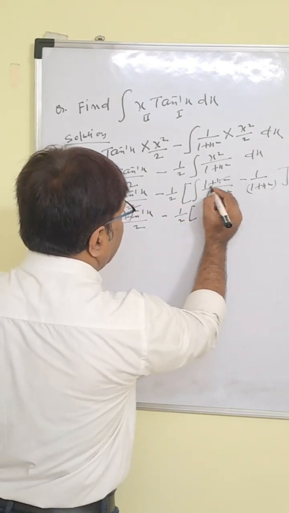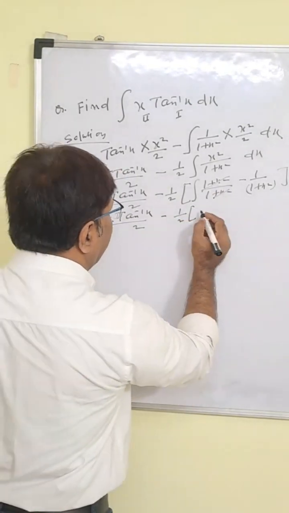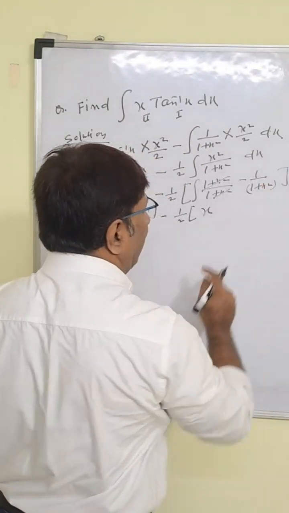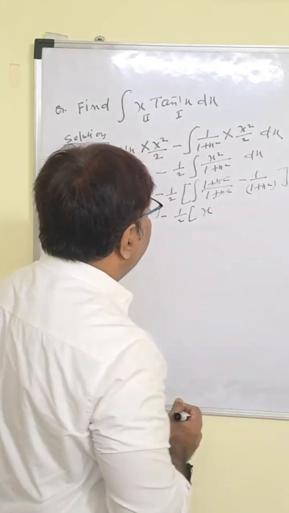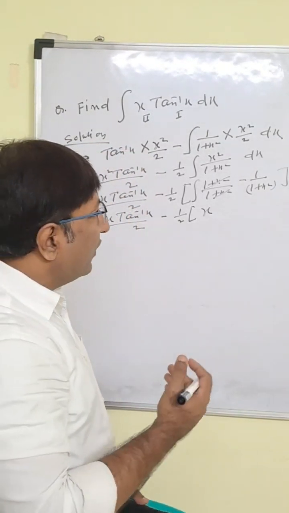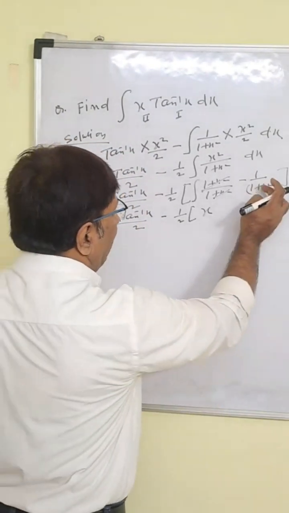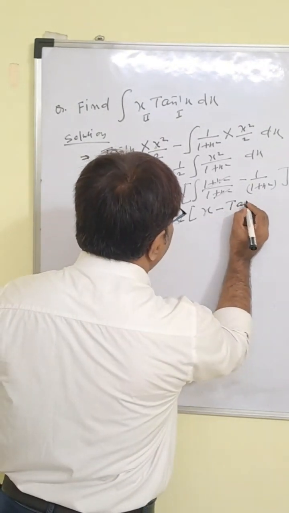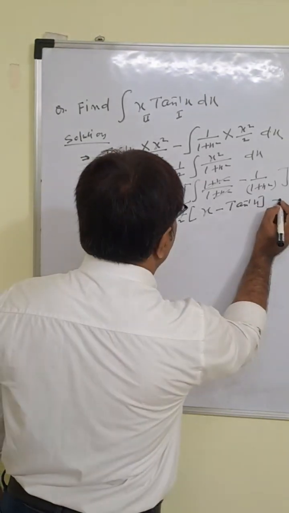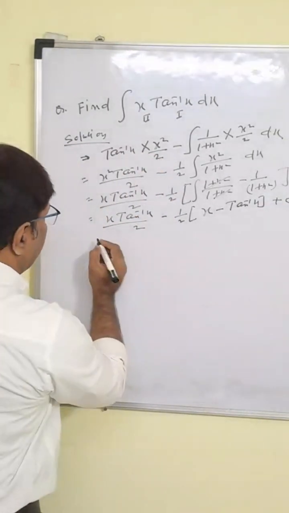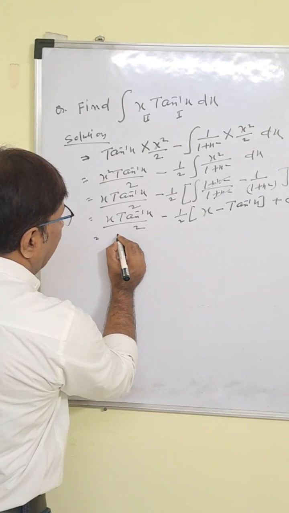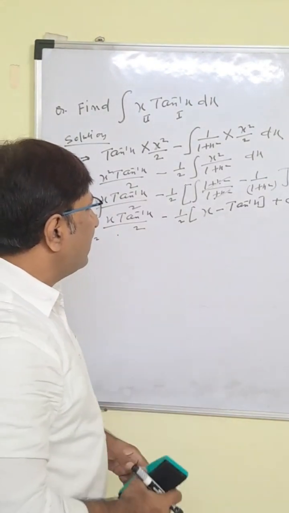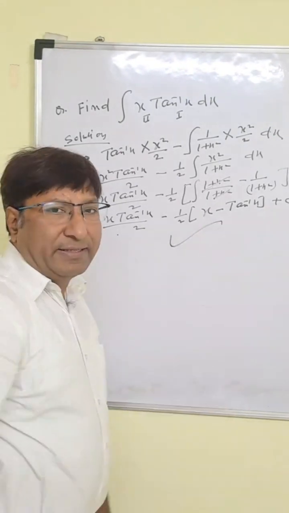And now this is cancelled. So integration of 1 dx is simply x. And here integration of 1 by 1 plus x square. You know the derivative of tan inverse x is 1 by 1 plus x square, so integration of 1 by 1 plus x square is tan inverse x. So this is minus tan inverse x plus c. So x square tan inverse x by 2 minus half (x minus tan inverse x) plus c is our correct answer.